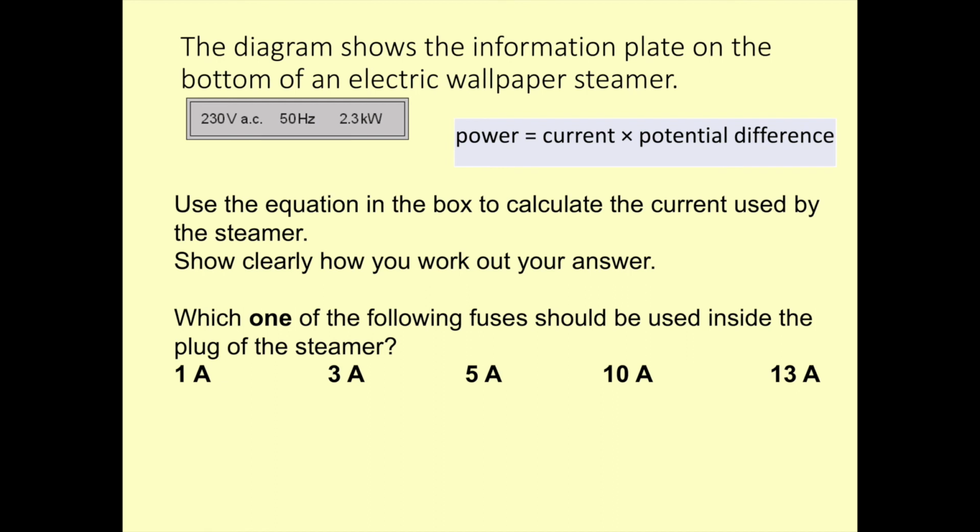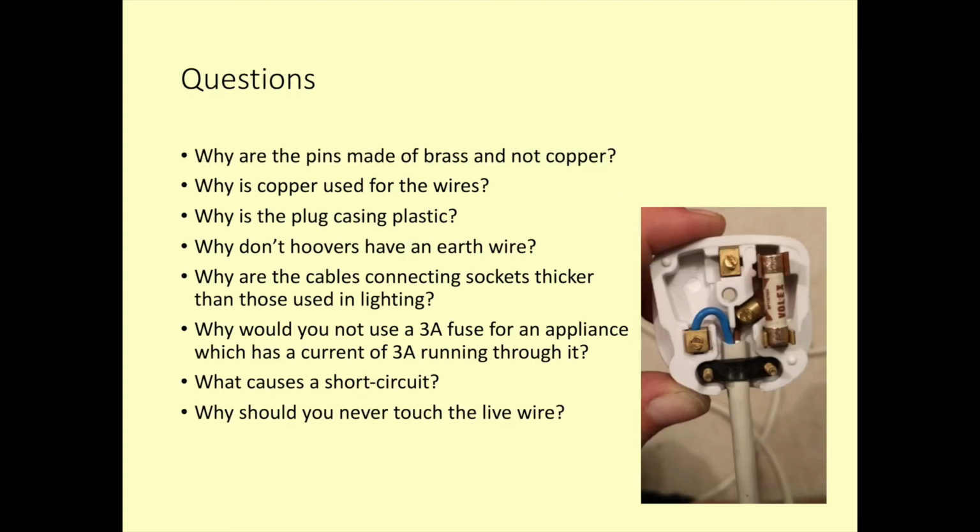In the diagram here, we've got the information plate that's on the bottom of an electric wallpaper steamer. So it's telling us 230 volts, 50 hertz, and a power of 2.3 kilowatts, so 2,300 watts. Again, I've given you the equation, but I'd like you to calculate the current used by the steamer, showing your workings by using that equation, and then decide which of the fuses should be used inside the plug of the steamer.